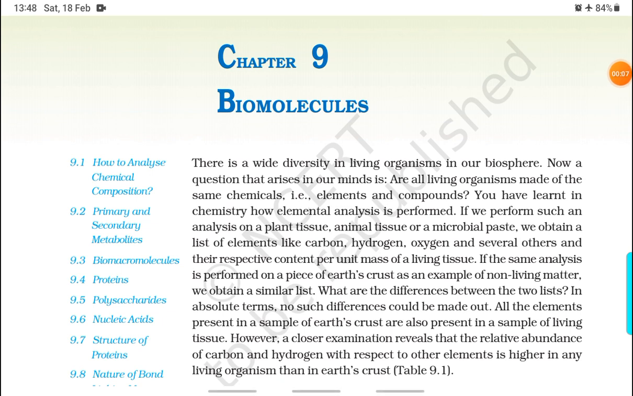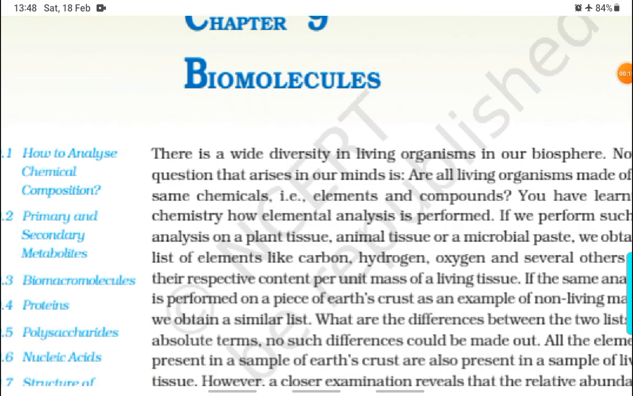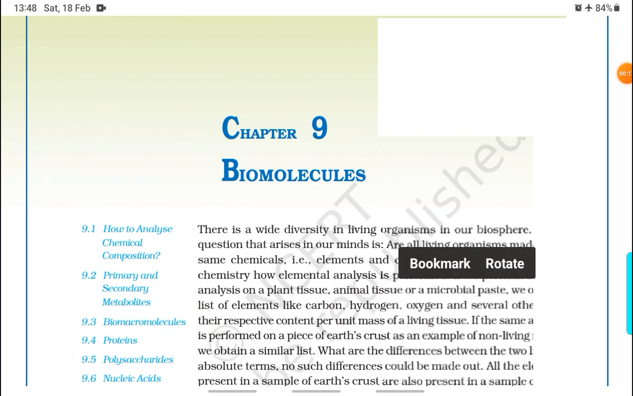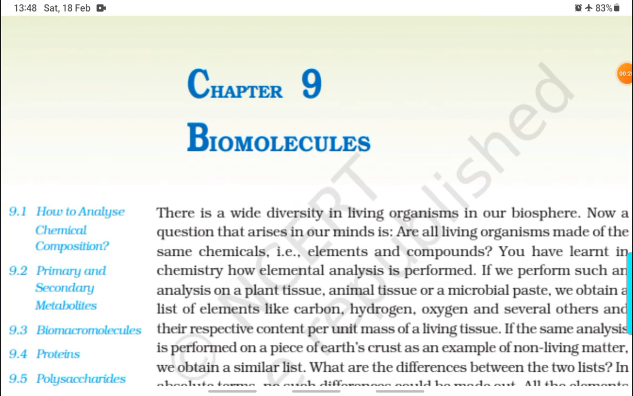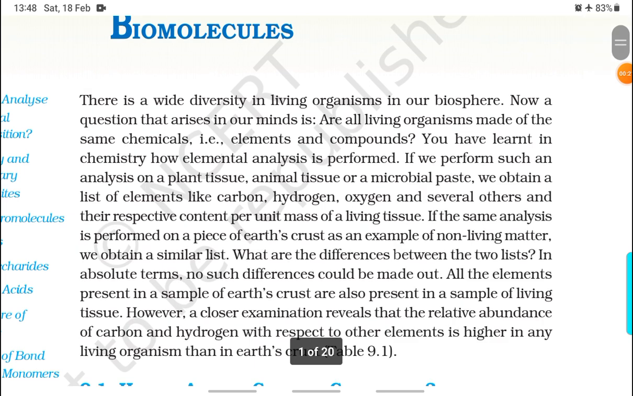Chapter number 9, Biomolecules, Class 11th NCERT Biology. There is a wide diversity in living organisms in our biosphere. Now, a question that arises in our mind is, are all living organisms made of the same chemicals, that is, elements and compounds? You have learnt in chemistry how elemental analysis is performed.